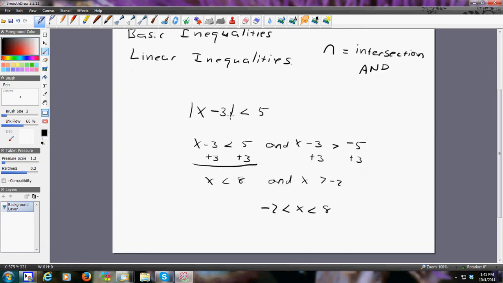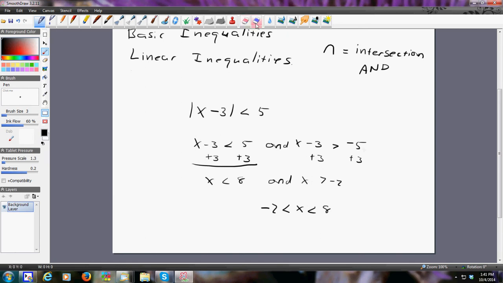0 would give negative 3, but the absolute value of negative 3 is 3, which is less than 5. If you use 8, it'd be 8 minus 3 is 5, and 5 is not less than 5, but that's fine because we use the less than notation.